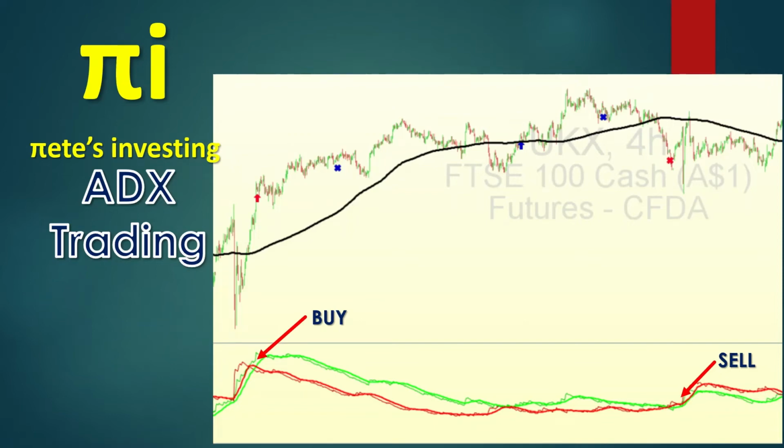In this strategy edition, we'll be talking about trading using the ADX indicator coupled with a long-term moving average and applying a percentage gain and average down approach.